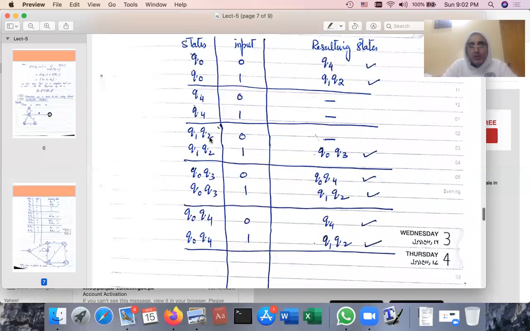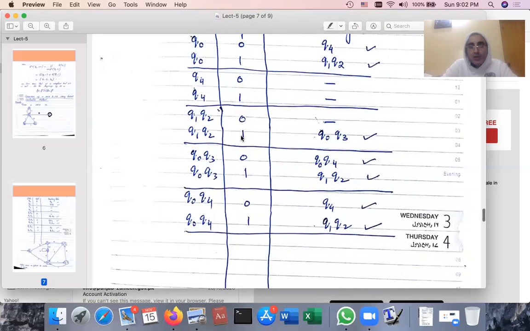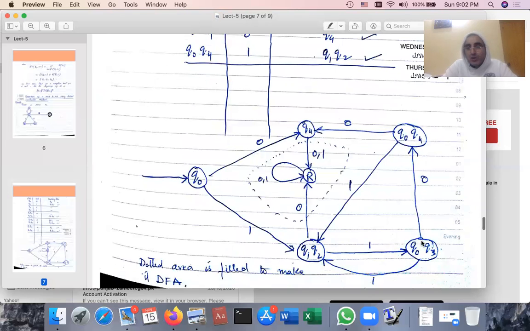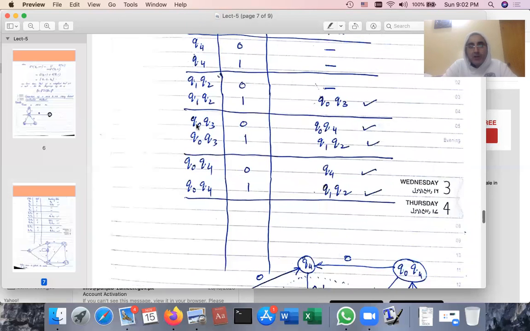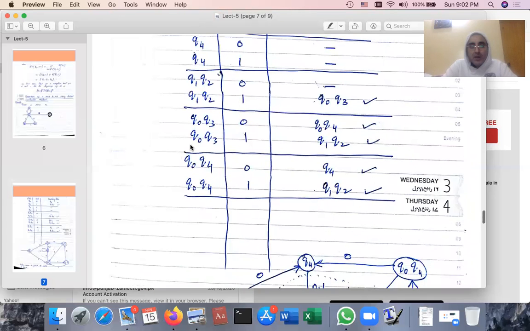And from Q1, Q2 with 0, the edge goes to the rejection state, the nothing state. And from Q1, Q2 with 1, I'm going to Q0, Q3. So I can introduce Q0, Q3 here, and with 1 I can represent it with this edge. And from Q0, Q3 with 0, I am reaching Q0, Q4.